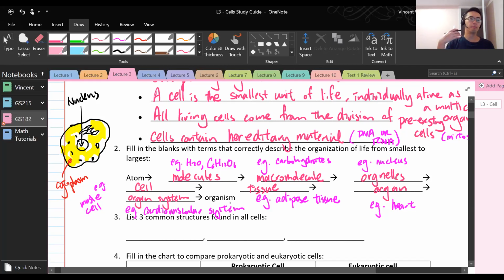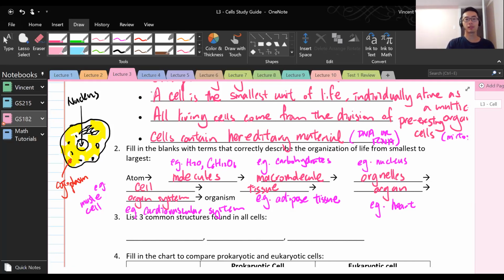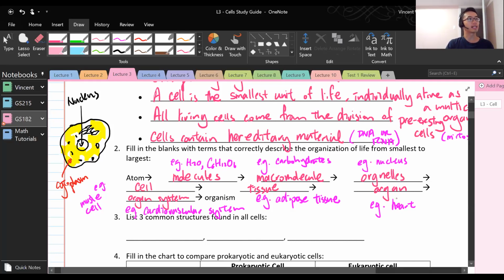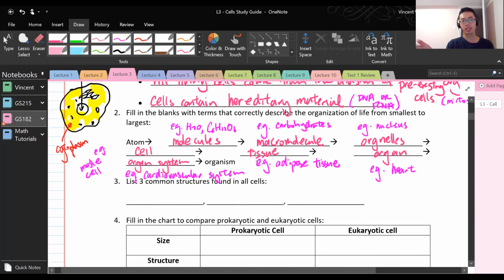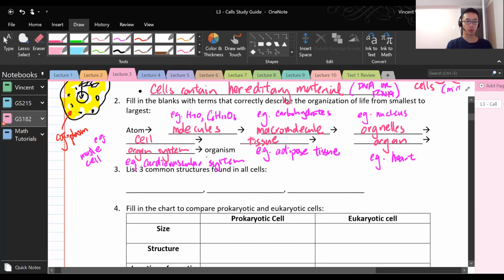Okay, blood vessels would be part of your cardiovascular system. So in this way, we organize from the smallest to the largest, the largest being, of course, the organism. Make sure you know how to organize this. You can bet there's going to be a question that asks you which of the following is the correct order. All right, next. List 3 common structures found in cells.